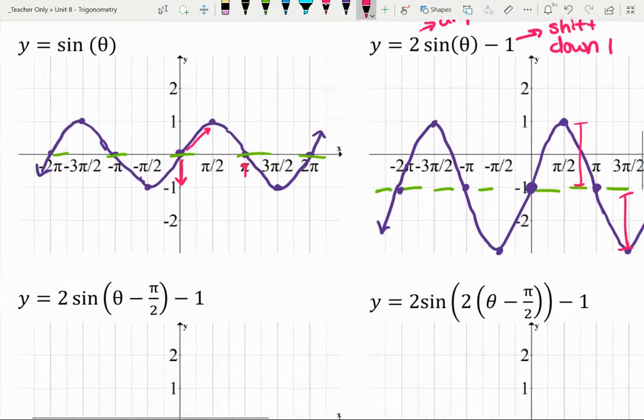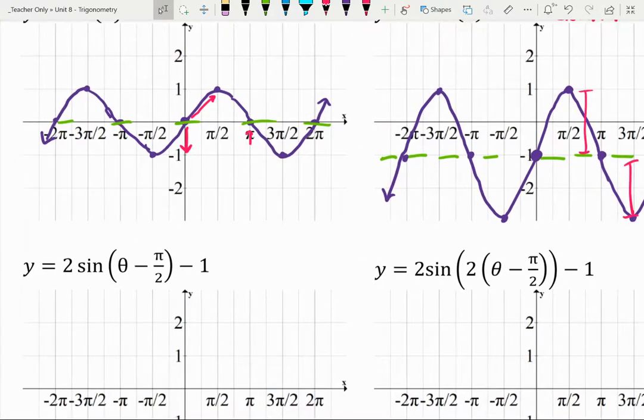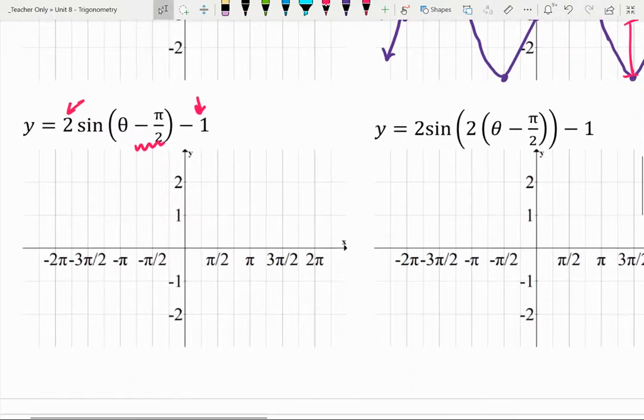Our third example is really the same as our second example, right? It has that amplitude of 2. It has a vertical shift or midline at -1. And what we have going on in here is a phase shift, a horizontal shift. So thinking about that horizontal shift and what we know about earlier transformations, what direction is this going to shift our graph? It's going to shift our graph to the right pi halves units.